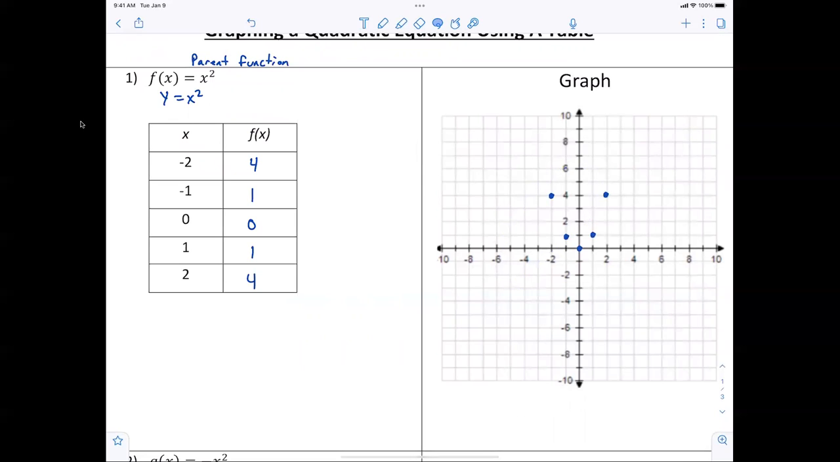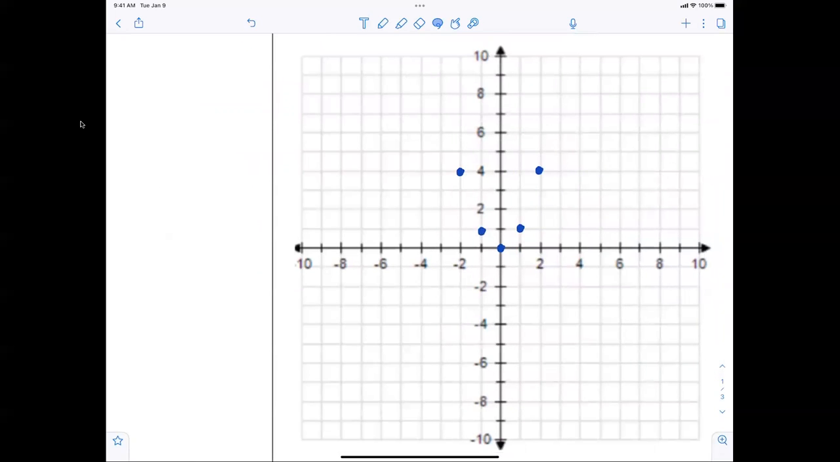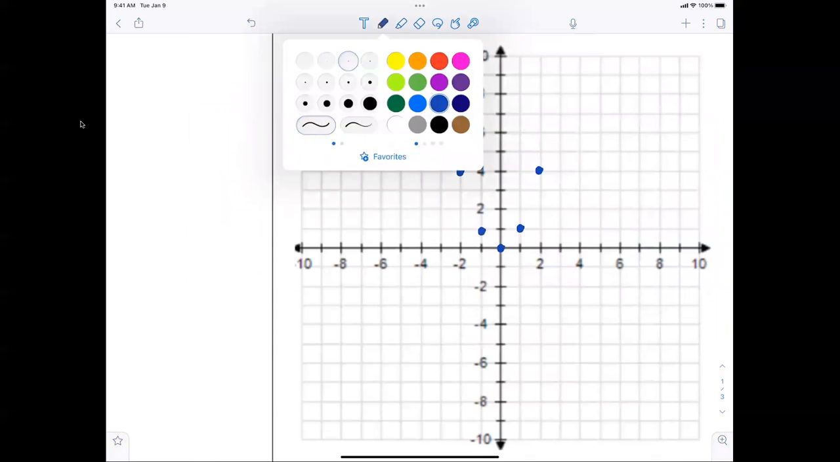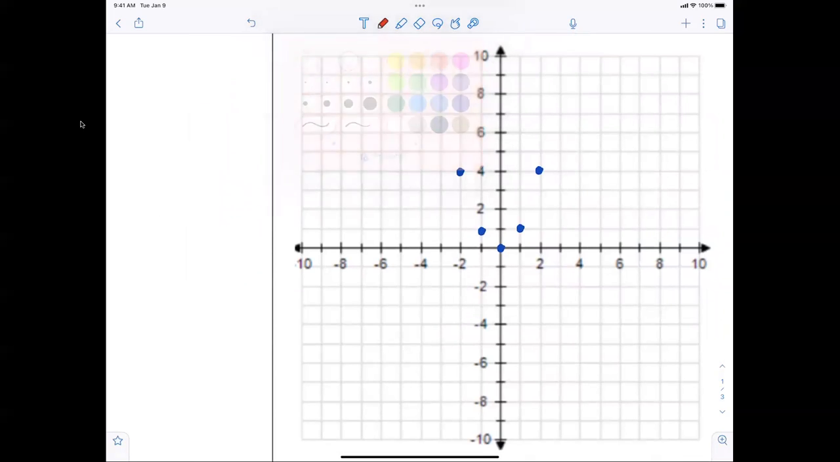Now, the only thing we've ever learned is what? What function? Lines. We've only done lines. All right, so now all of a sudden this should be funny looking because it's not a line. All right, it's called a quadratic. So now when you graph it, believe it or not, it looks like a U shape. All right, it looks like a U shape.